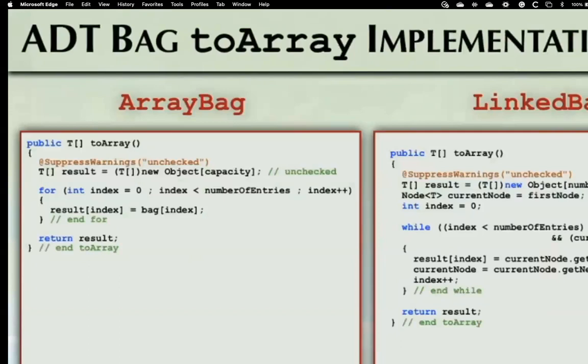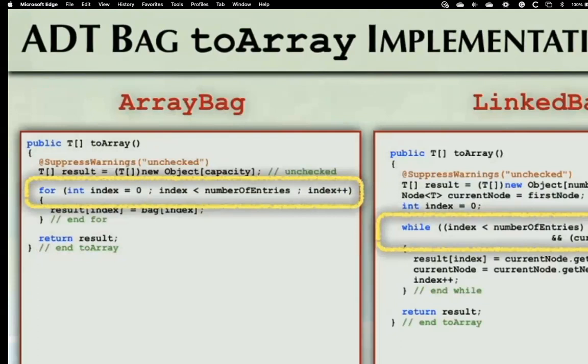The ADT bag toArray method implementations may appear similar to the contains method, but notice the loops end only once every item in the bag has been copied into the array that is returned to the client. This means that every item in the bag must be touched or copied every time this method executes. If our bag contains n items, the loop executes n times. So this is a stressor. There's no way around it. You've got to touch every element in your bag, either for an array implementation or a linked bag implementation. So our toArray method is big O of n.